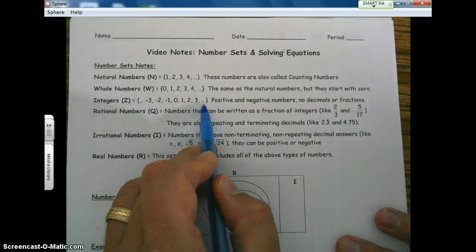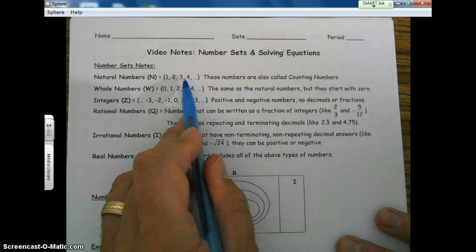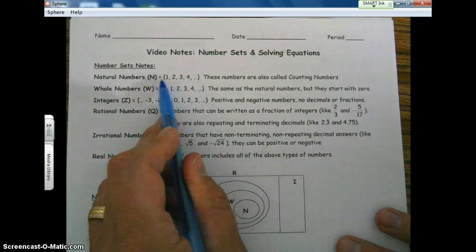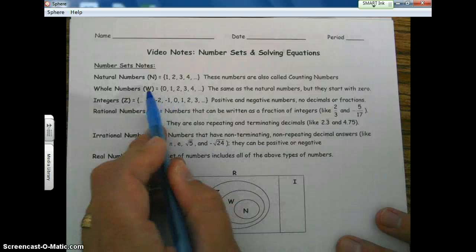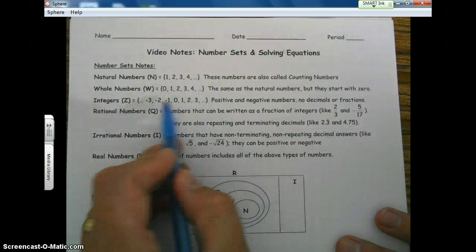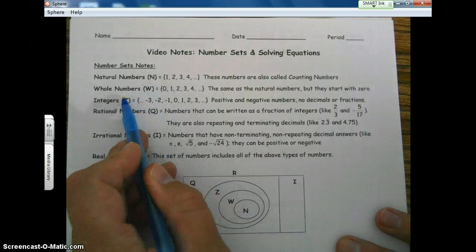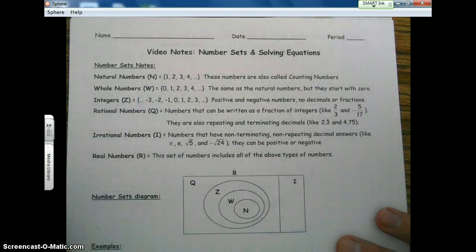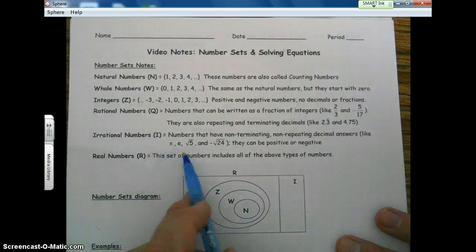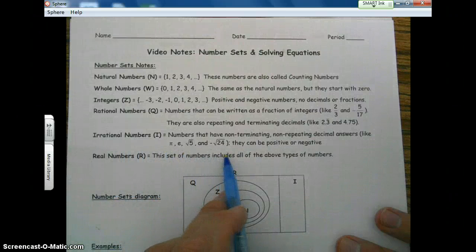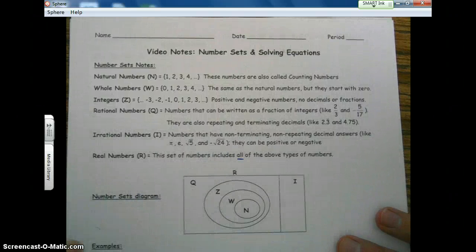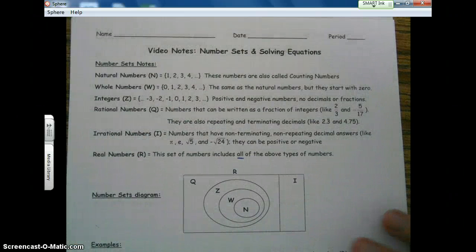Okay? So if a number is a natural number, 4, it'd be N. It's also a whole number, W, and it's also an integer, Z. So you would put N, W, and Z. Now all of these numbers are real. Real numbers are the set of numbers. The set of numbers includes all of the above types of numbers. Okay, so all the numbers we're going to be dealing with right now are real, so they'll all get an R.